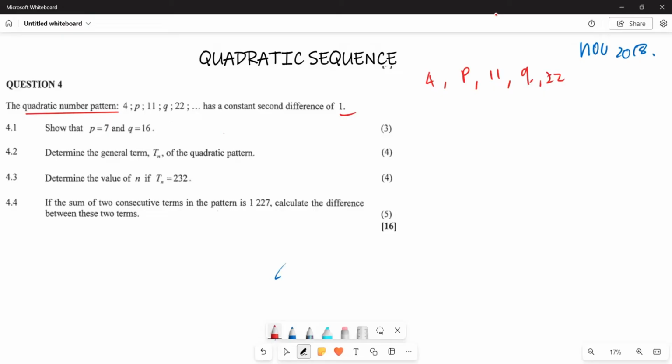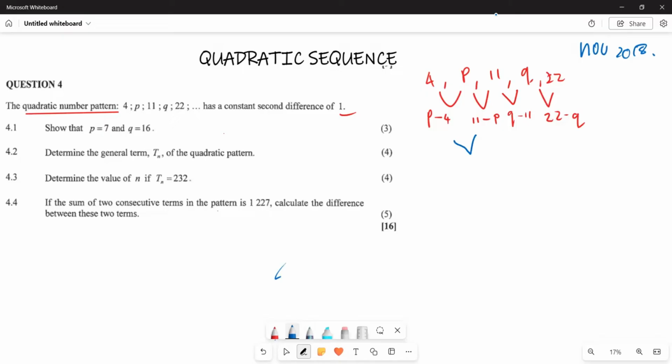Let's start by finding our first difference. The first difference is going to be P subtract 4. The other one is going to be 11 subtract P. Then the other one is going to be Q subtract 11, and then the other one is going to be 22 subtract Q. That is going to be your first difference. And now the second difference is going to be like this.